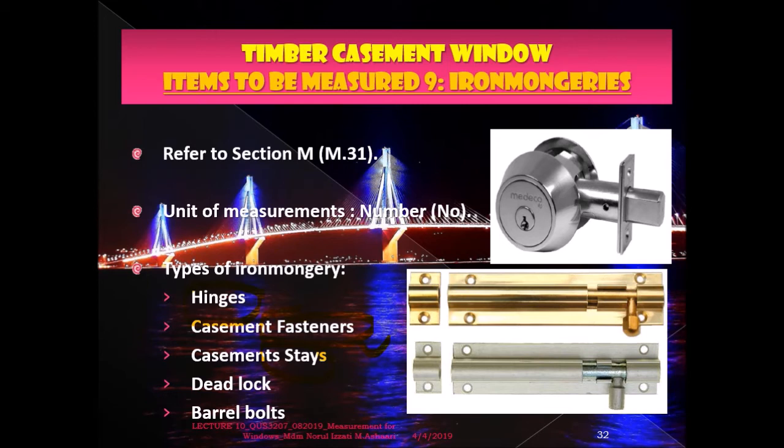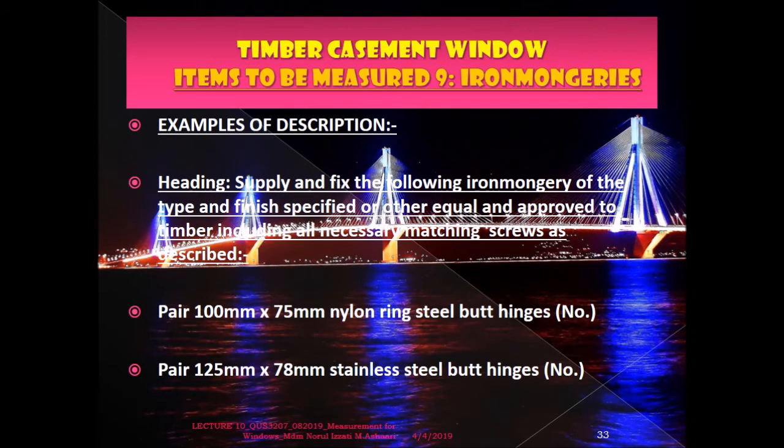You have to check the type of the ironmongery available, then you have to measure in number. Basically, we have to write down "supply and fix the following". And if you have the brand, you have to write down the brand. If there is no brand, just mention supply and fix the following ironmongery.